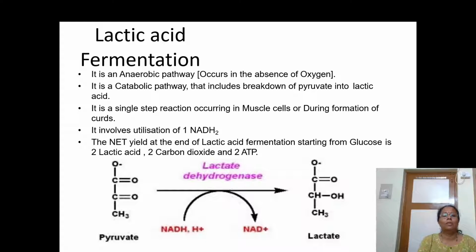Now, we'll go for the next one. You know very well pyruvate is broken into ethanol and carbon dioxide, which is an anaerobic pathway. The second fate of pyruvate is that it can be converted into lactate. This is also an anaerobic pathway, which occurs in the absence of oxygen. It's a single step reaction which occurs in muscle cells. And in microorganisms, this is a normal reaction which occurs during the formation of curds.